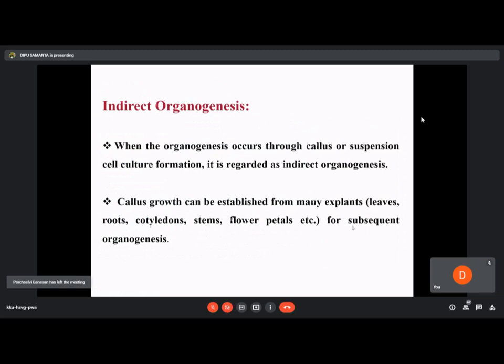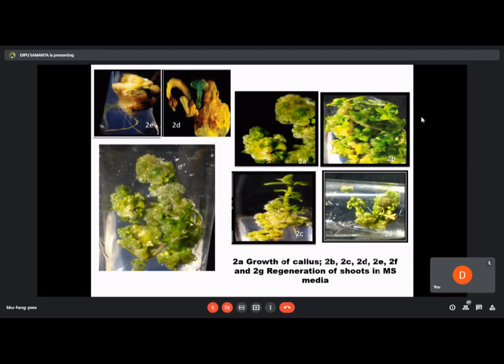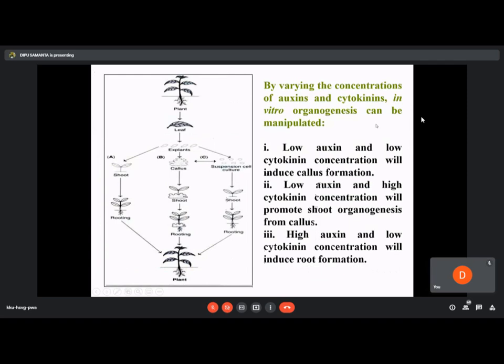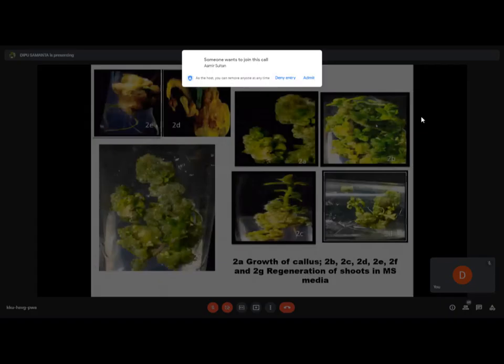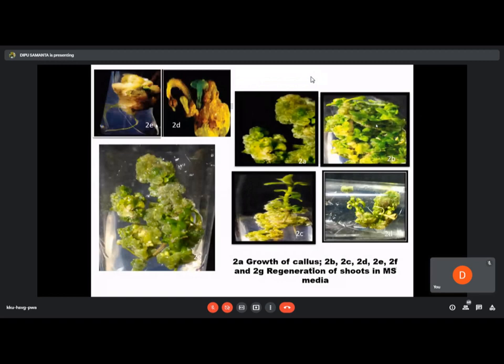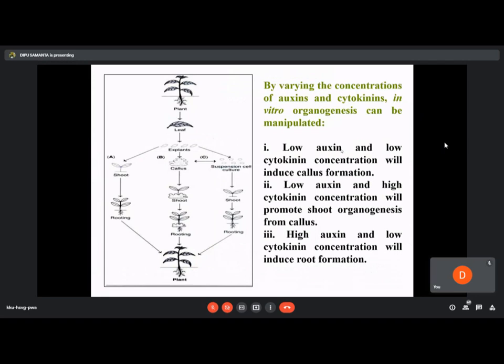When the organogenesis occurs through a callus phase, that is regarded as indirect organogenesis. Callus growth can be established from many explants, but in the photographs I have mentioned, those calluses are mostly from the leaves or internodes. But other explants can be used also. This is the photograph of callus. From the callus, these are the shoot emergence. This is also a shoot emergence. These are the photographs for indirect organogenesis.